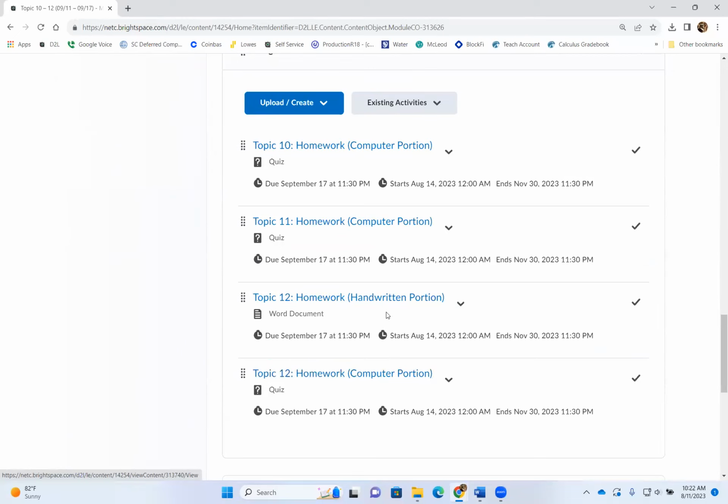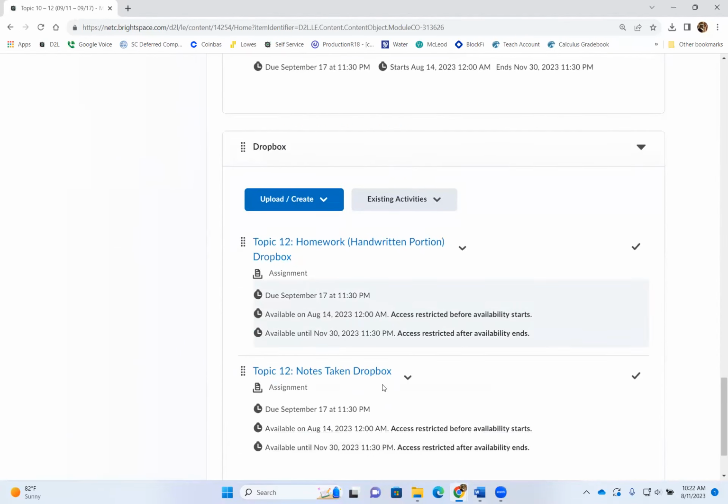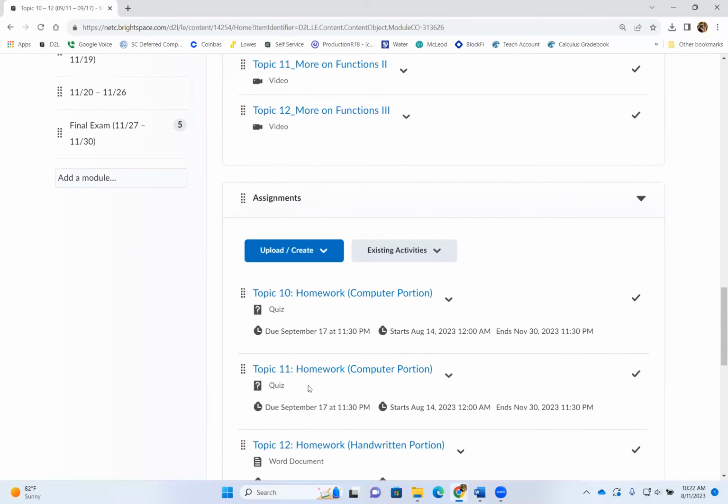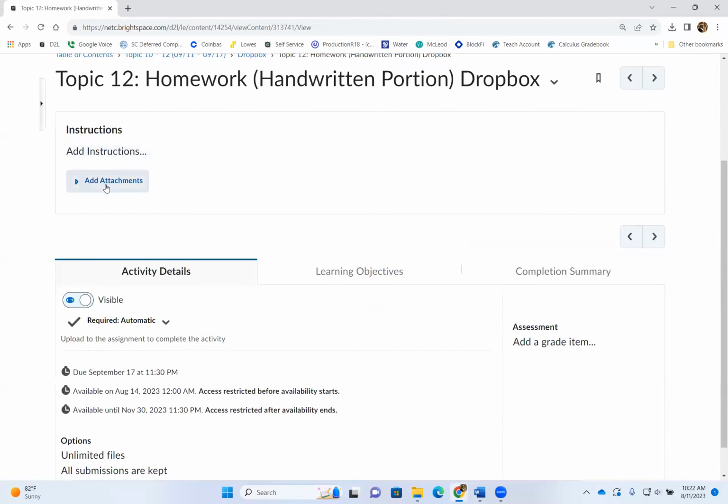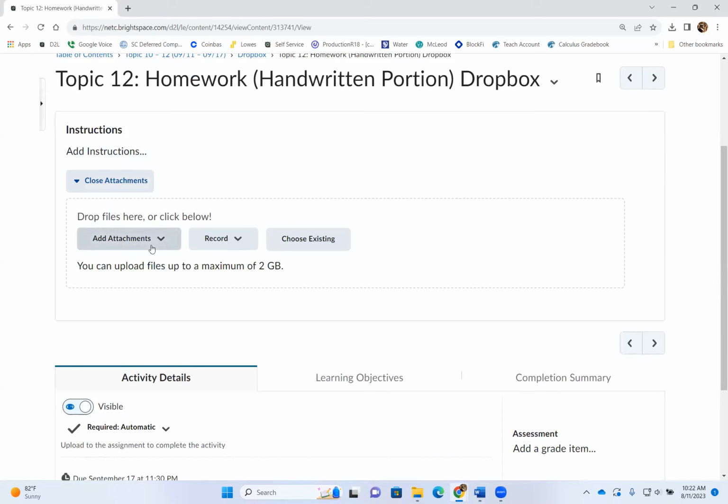Homework assignments, some of them have a computer portion only, some of them have both computer and handwritten portions. There's a Dropbox for the homework handwritten portion, and a Dropbox for the notes. So how do you upload your notes or the homework handwritten portion? If you click on the Dropbox, it just simply wants you to add an attachment.